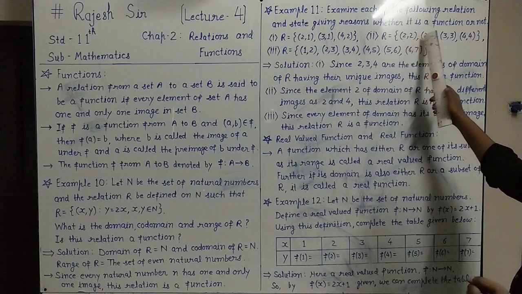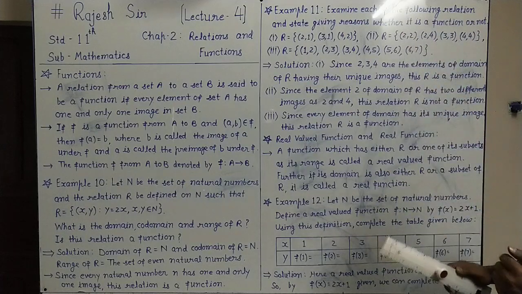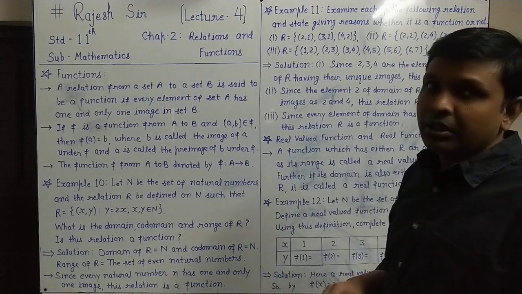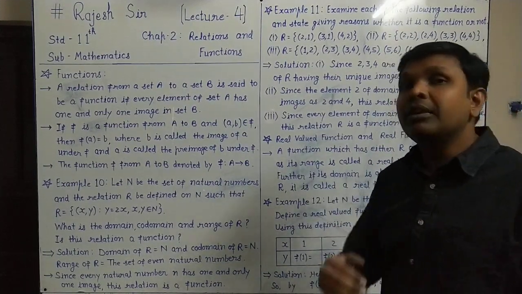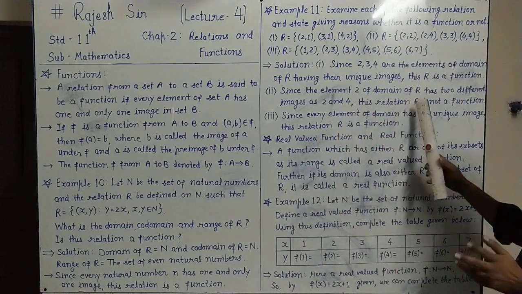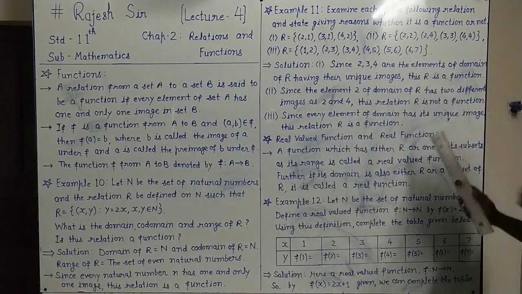2 is the image of 2. 4 is also an image of 2. So the element 2 of the domain has 2 different images. For being a function, it must have one and only one image. It has 2 images. So this relation R is not a function.